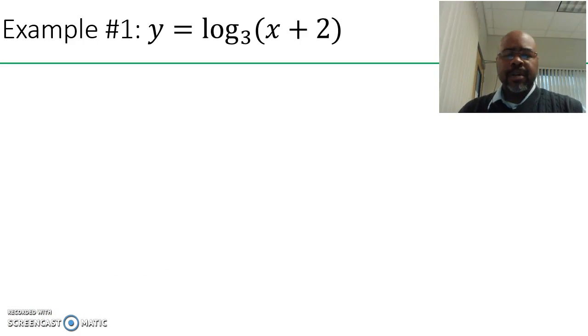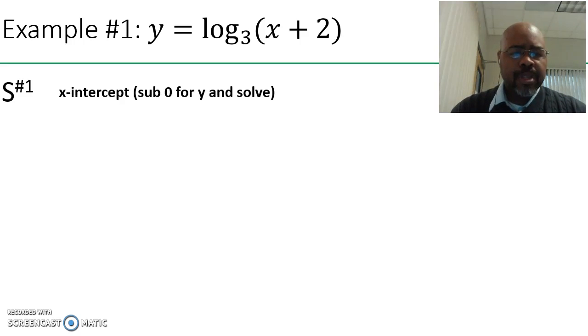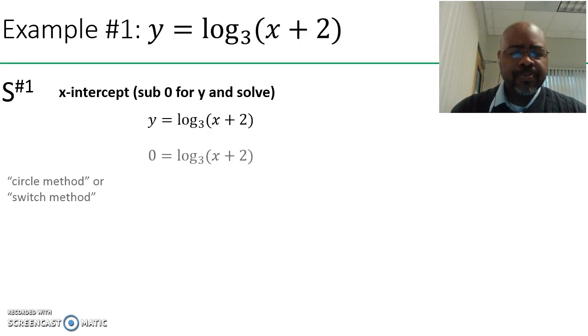So we're going to look at our first example. We have y equals log base 3 of x plus 2. So first thing we've got to do is solve for our x-intercept. What we're going to do is substitute 0 for y, and then solve this graph. So we have our original problem, y equals log base 3 of x plus 2.